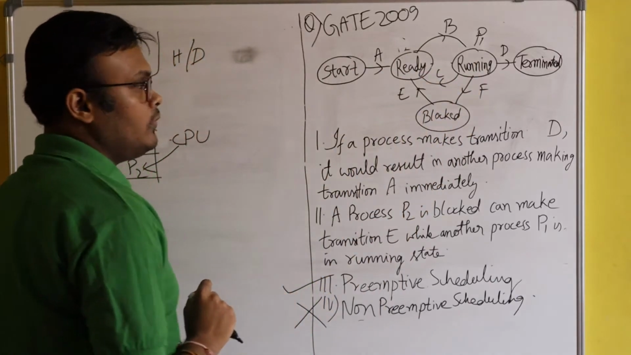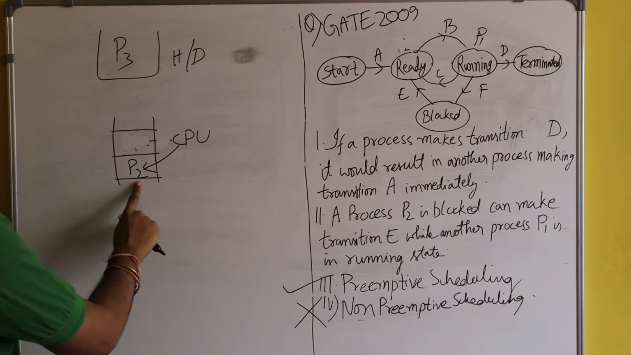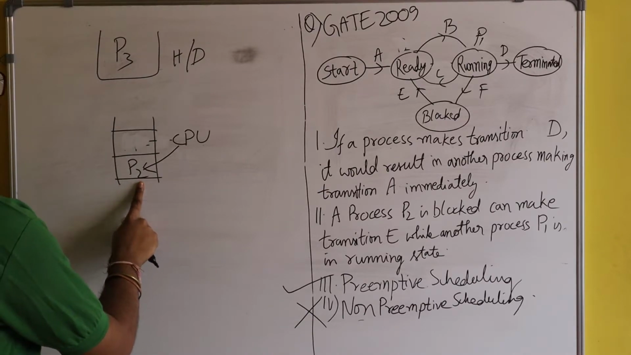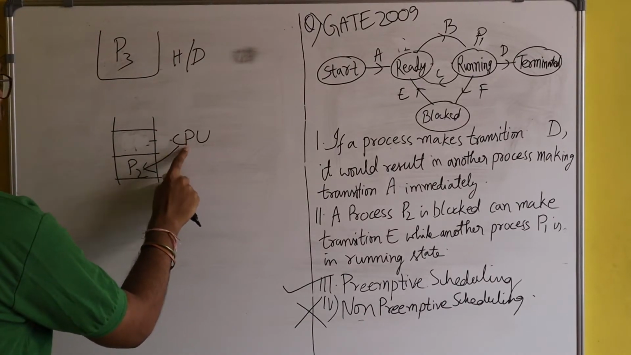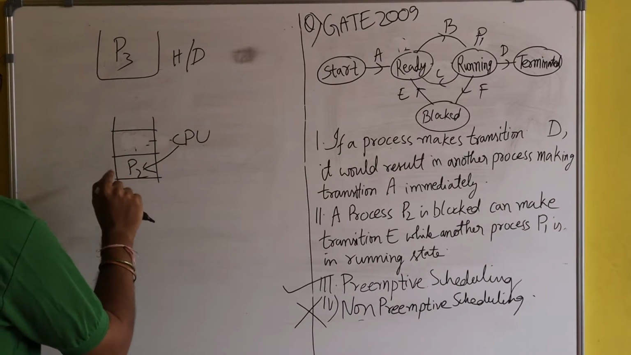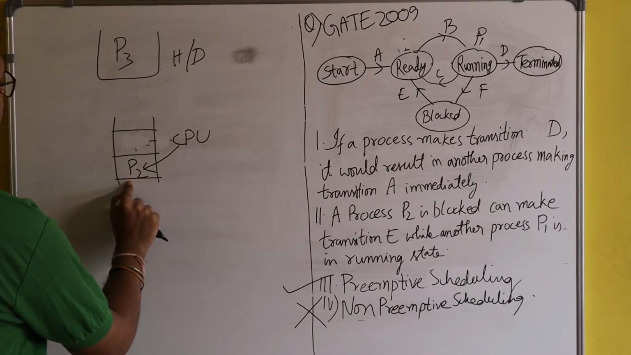So you see here, this process was initially in the ready state. Since the CPU is given to this process, it means now this process is in the running state.